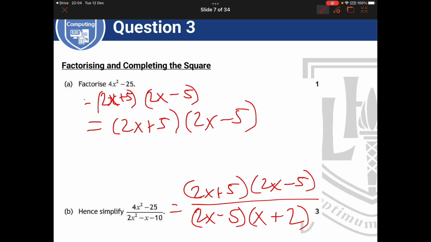If you're unsure about factorising something like that, if it's on a fraction, chances are it's probably going to match either one of these fractions on the top. So it's probably going to be one of the brackets is going to be 2x add 5 or 2x minus 5. So you could always have a little guess if you were unsure.